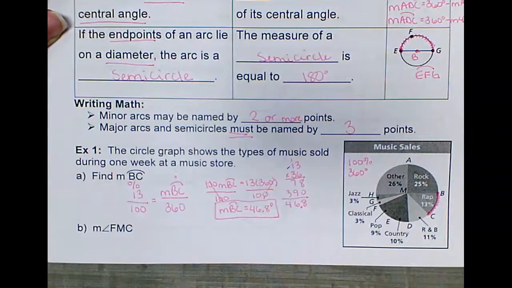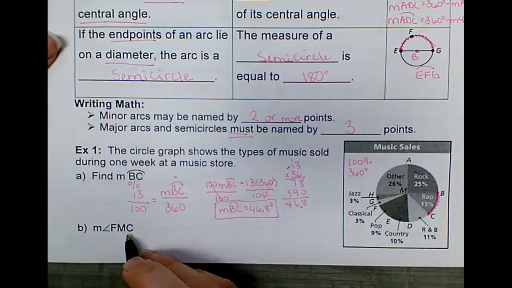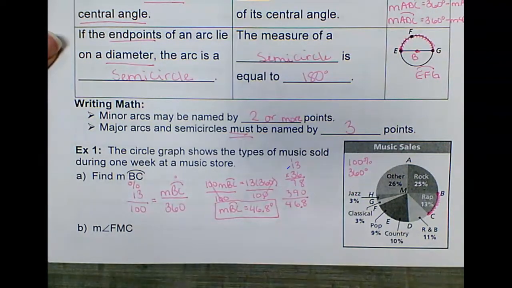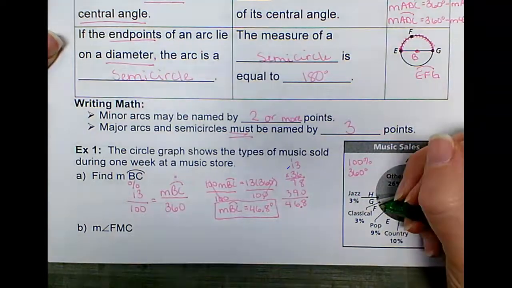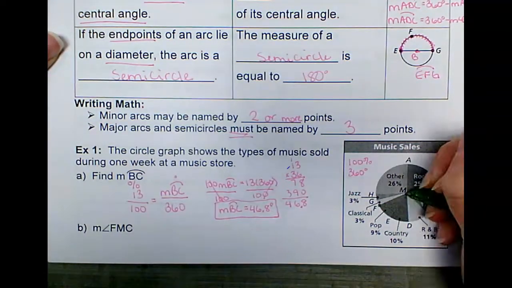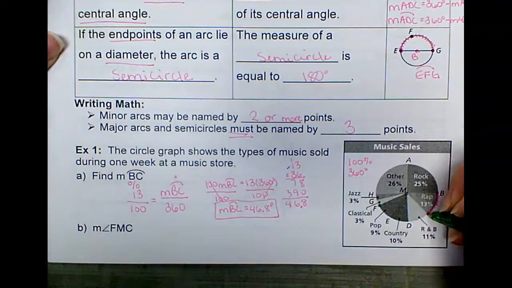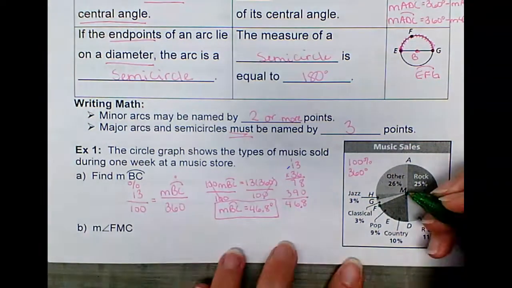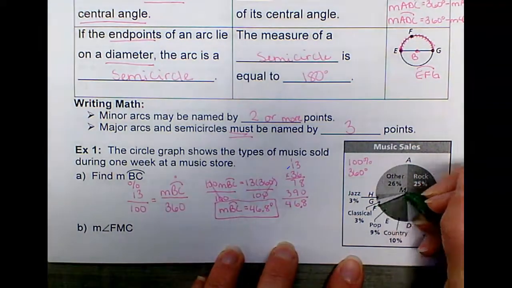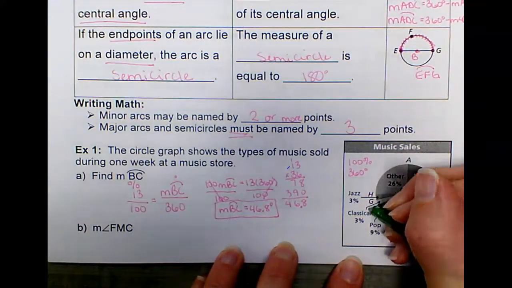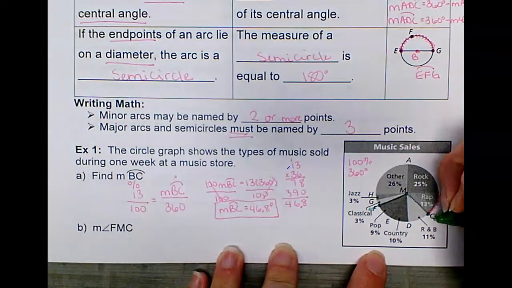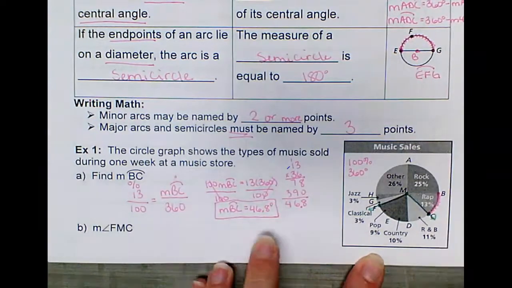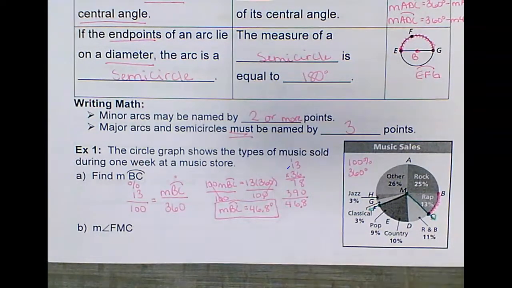So if I move on to the second problem, in the measure of angle FMC, I need to go find F and M and C. So here is point F, and here is point M, and here is point C. And this is creating an angle here. If the vertex is point M, and M is the center of the circle, then we call this a central angle. So I'm finding the measure of a central angle.